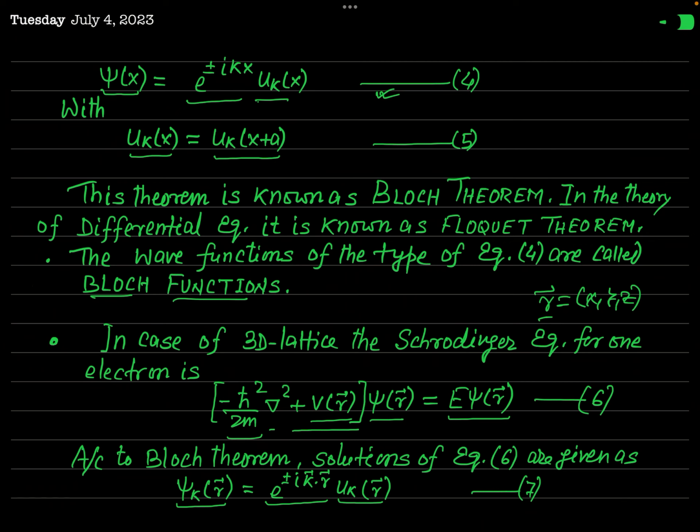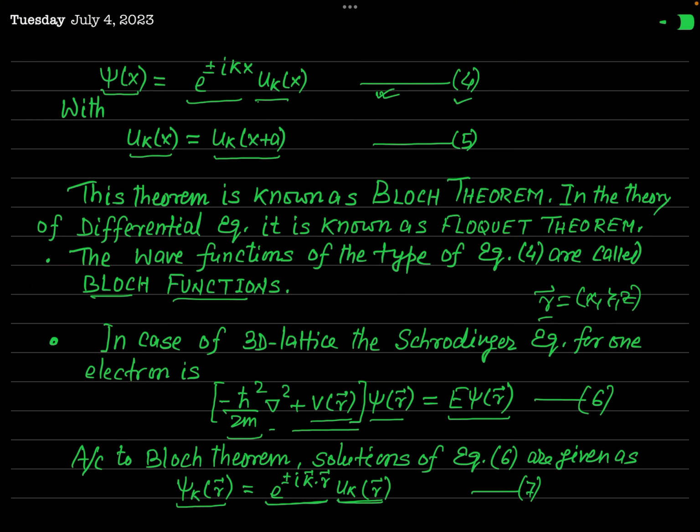So again you can see the solution of a Schrodinger equation for a single electron moving in a periodically varying potential is simply the plane waves modulated by a function uk of r, and this function uk of r is also a periodic function having the same period as that of the potential. And that is equal to simply the lattice constant.